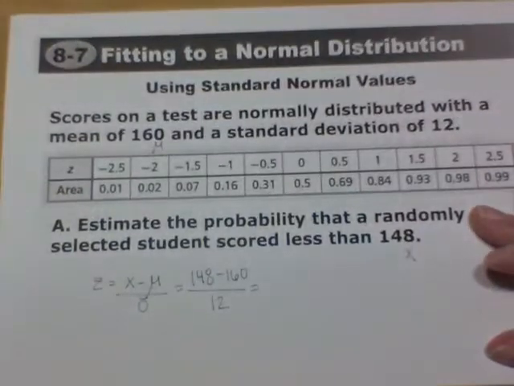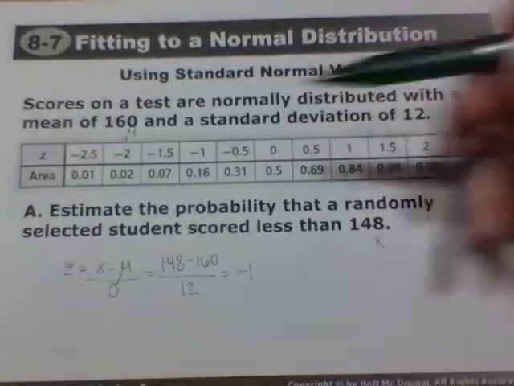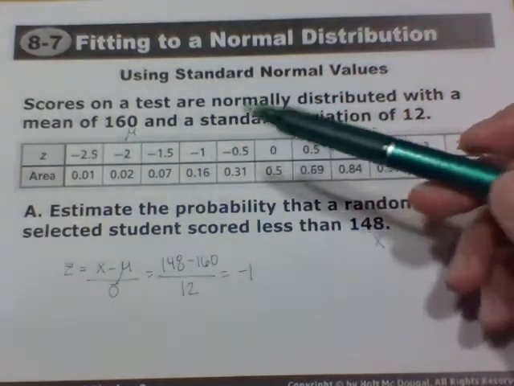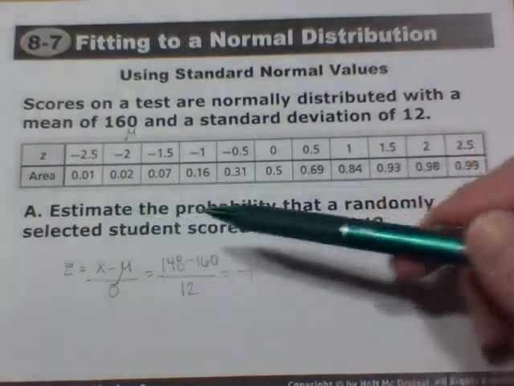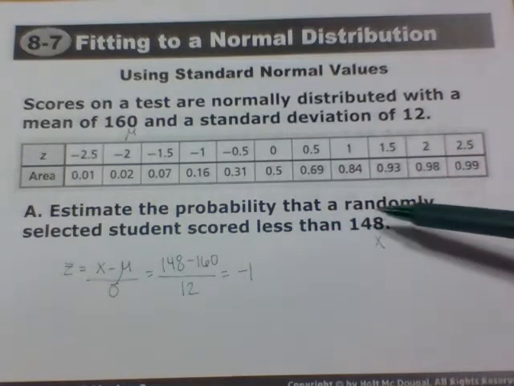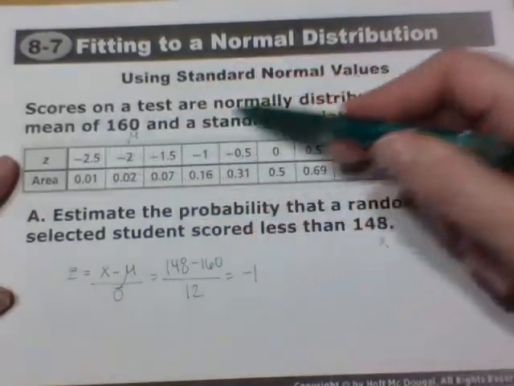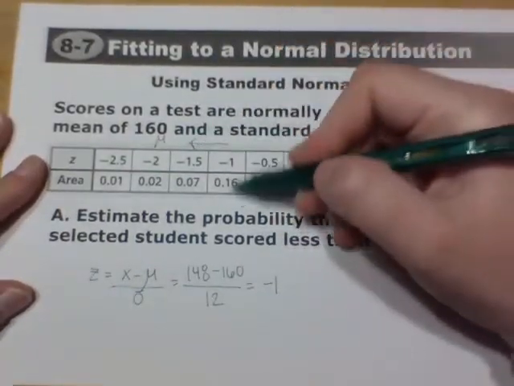So if we go through and solve that, it turns out that that's going to be -1. And most of the time we are going to end up with a result that is within this range. So if we reread the problem, just making sure that we understand: estimate the probability that a randomly selected student scores less than 148. So we are talking about, on this normal distribution curve, how likely it is that it is below -1.